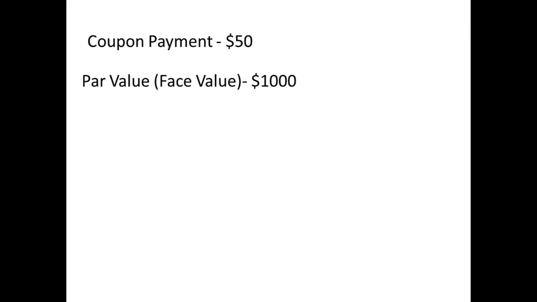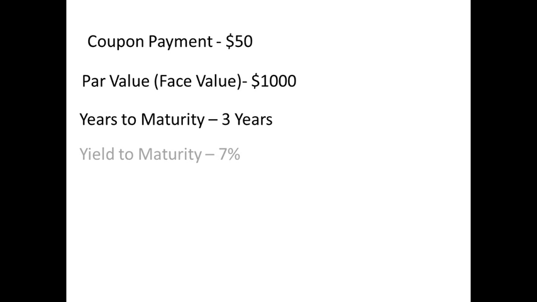Let's assume we have a bond with an annual coupon payment of $50 and a par value of $1,000. Let's also assume that there are 3 more years until maturity and the yield to maturity is 7%. How would we calculate the present value? We have our par value of $1,000, the yield to maturity of 7%, our coupon payment of $50, and then we have our periods until maturity, which is 3.